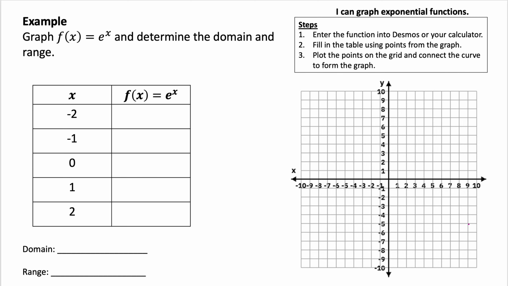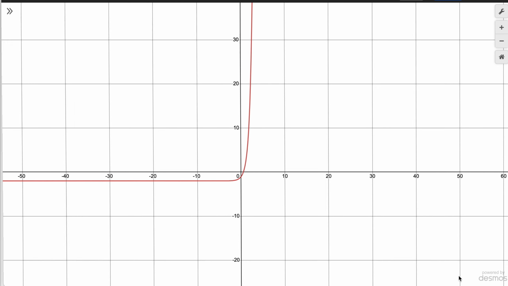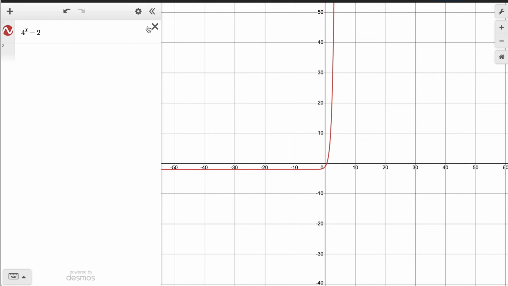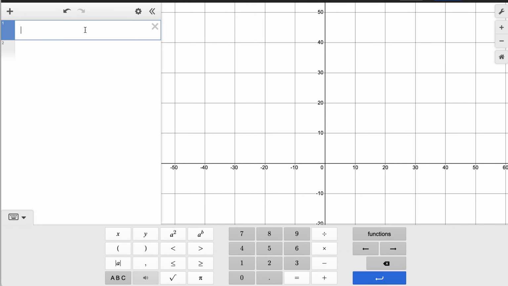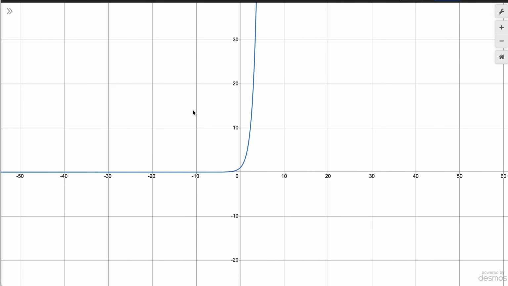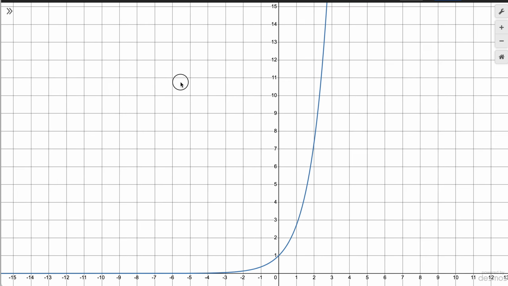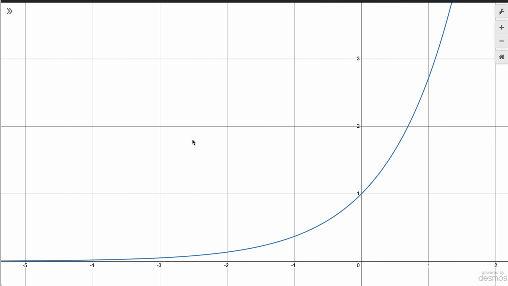So let's go to Desmos to help us with this problem. So we're just going to go here and we're going to enter e to the x. Okay, so you can just type in e from your keyboard, and notice it already gives you the value of e, and then use exponent and then just do x. Okay, so here's the graph of the function. So let's zoom in to get those specific values from our table.